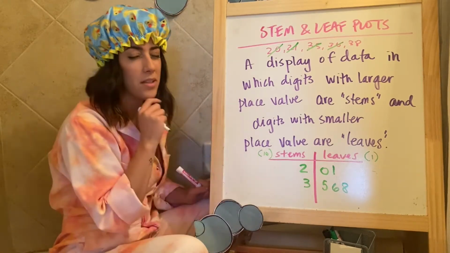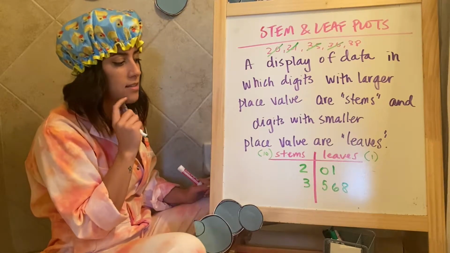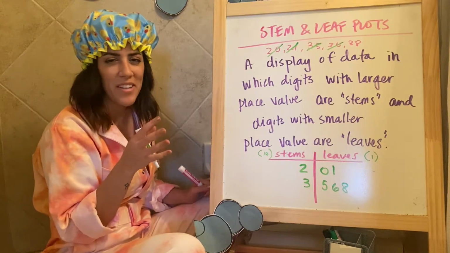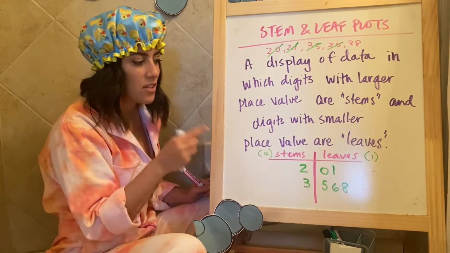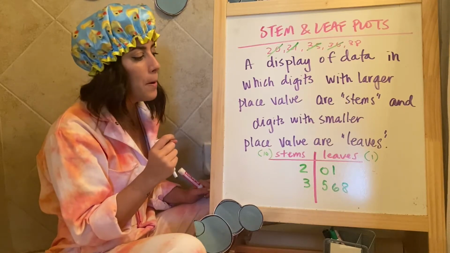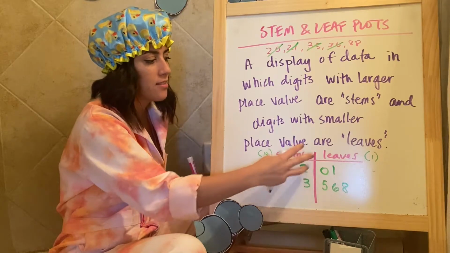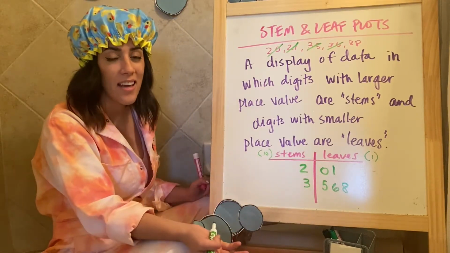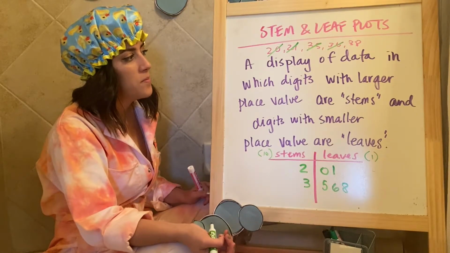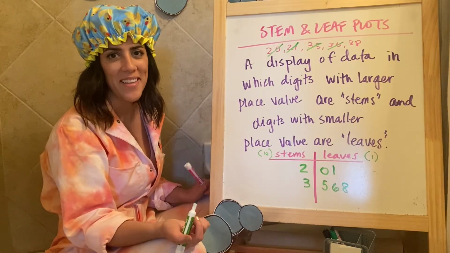So this is what a stem and leaf plot is. It's just weird to get used to, but once you see it visually and it connects, it should be pretty simple. And then based off this visual, you can analyze your data. So let me erase my board and then we'll keep practicing.